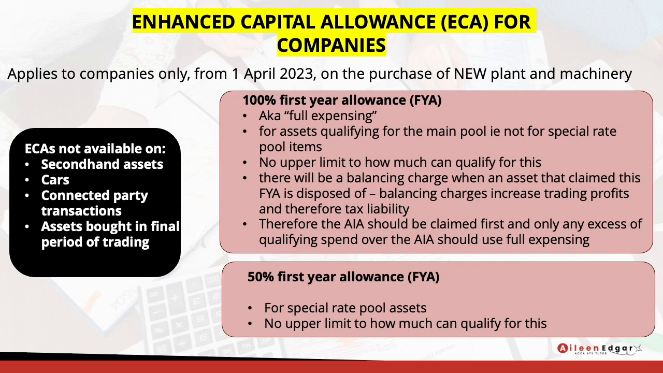So we should be targeting our AIA first, and only any excess of qualifying spend over the AIA limit should use full expensing. For the 50% first year allowance, this is for special rate pool assets, and again there is no upper limit to how much can qualify. Just watch out that enhanced capital allowances are not available on second-hand assets. They're not available on cars, connected party transactions, or any assets bought in the final period of the company's trade.